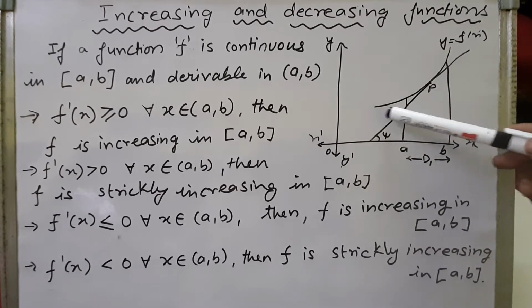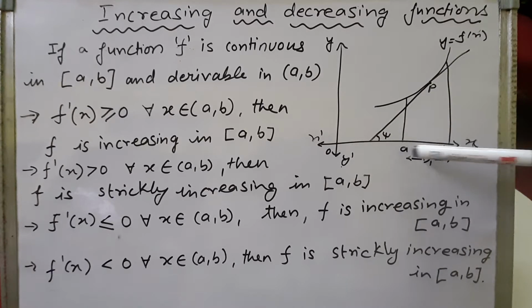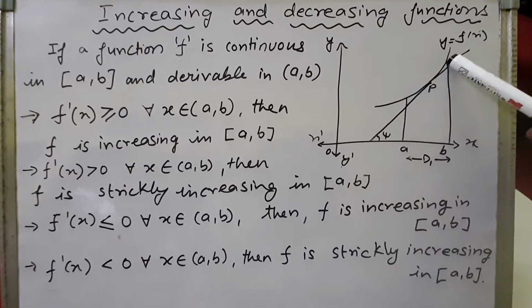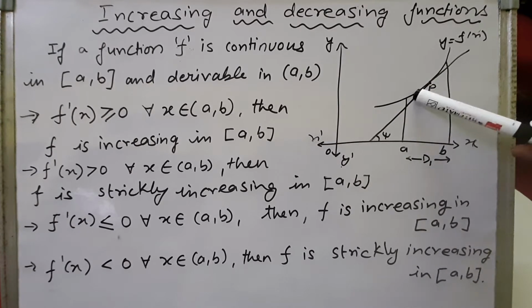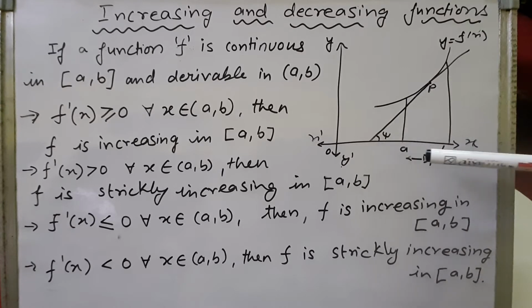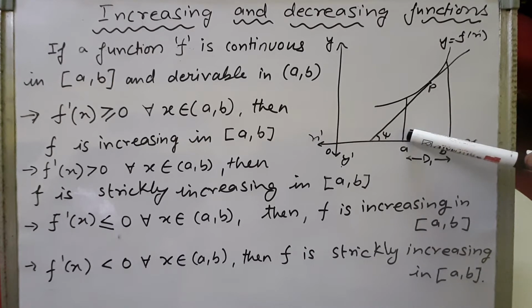So we can see that in the interval a and b, if we draw a tangent at any point, then that tangent will form an acute angle with the x-axis. So the value of tan psi will be greater than 0, because when the angle lies between 0 and 90 degrees, the value of tan theta will be positive. So here the value of psi is lying between 0 and 90 degrees.